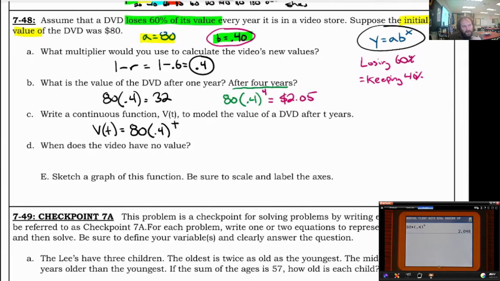When does the DVD have no value? When it hits 0, that will never happen. Losing 60% of your value every time, it's never actually going to go away. So this never happens.